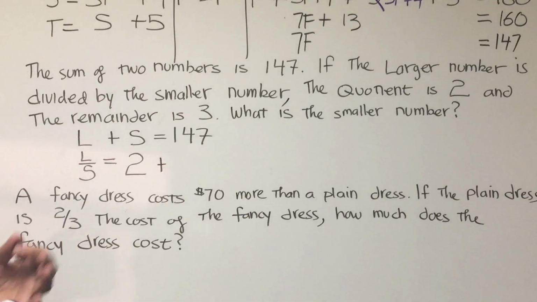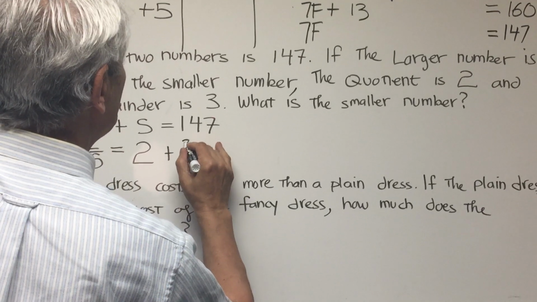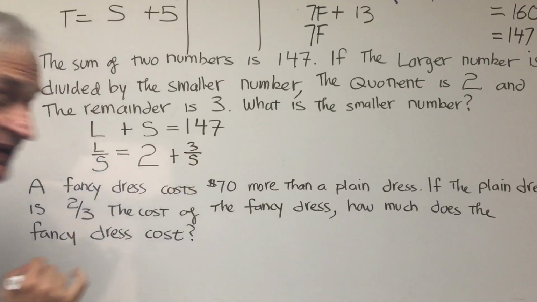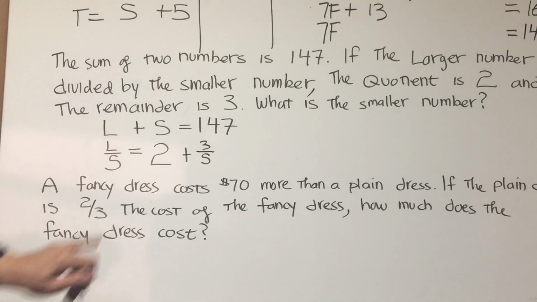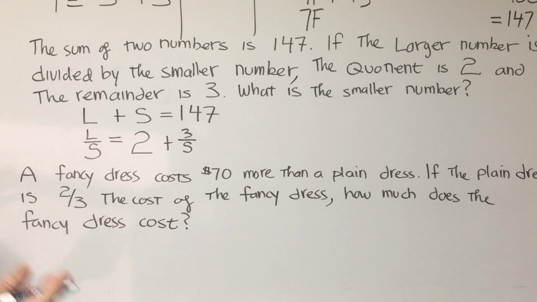Well, what does that mean when the remainder is 3? The divisor is s, so this is really 2 plus 3 over s. Okay, that's the way to write that. The quotient is 2, the remainder is 3. What is the smaller number?